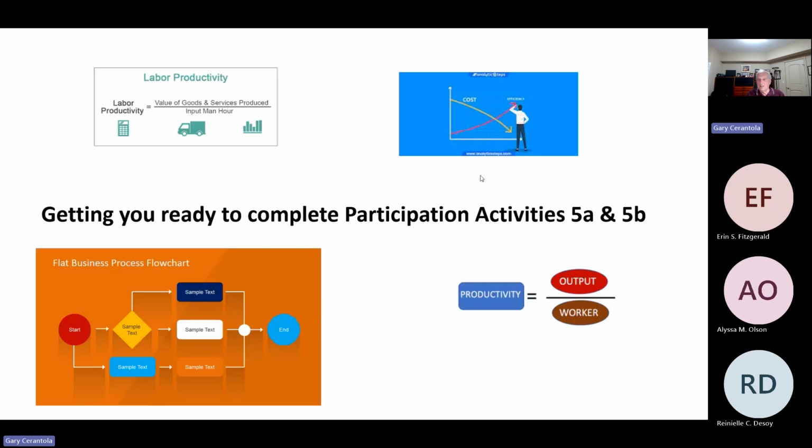Okay, so now I'm going to start getting you ready to complete participation activities 5A and 5B. So we need to get into the nitty-gritty and why. I think that's on the next slide, or the next few slides. But essentially, you really need to measure. What gets measured gets done. So based on measuring your productivity, you benchmark, you see how well you're doing compared to industry competitors. And if your productivity is low, that means your costs are high and your profits are low. So what you need to do is measure productivity in terms of output per worker. And we're going to talk about that.